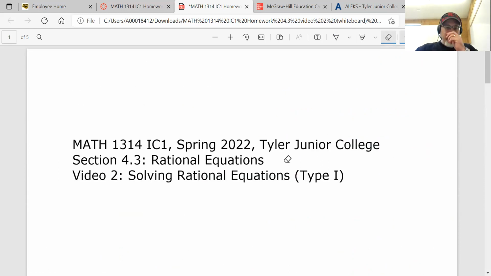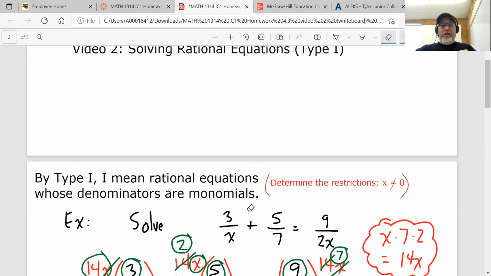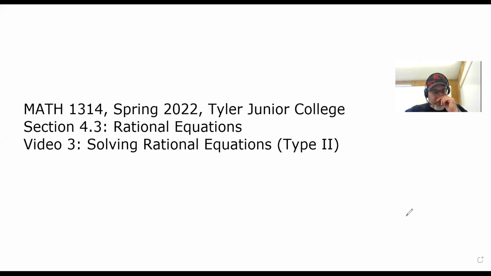But let's go back to Type 2. If Type 1 is denominators that are monomials, what do you think Type 2 is? What do you think I'm calling Type 2? Well, denominators that aren't monomials, specifically denominators that have more than one term in them. Let's take a look at an example.